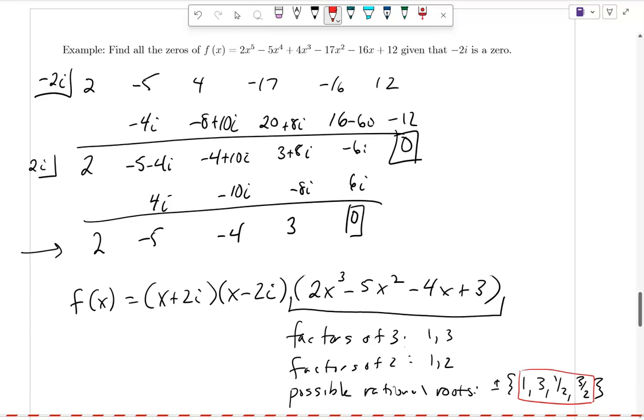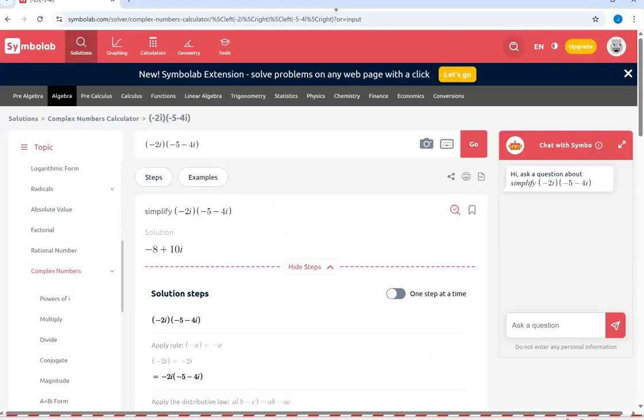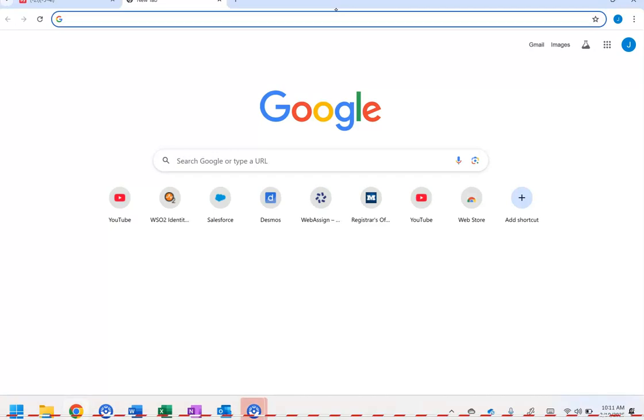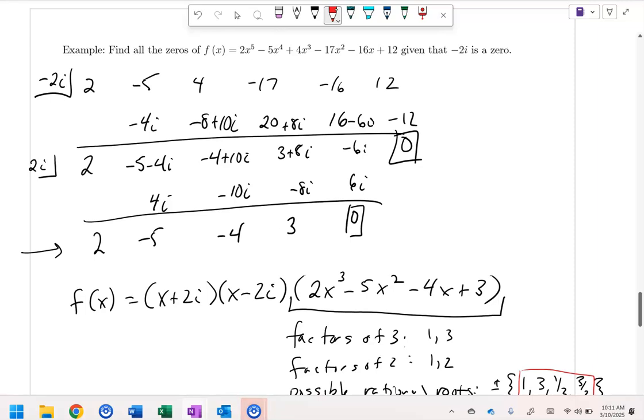So again, the problem is going to be: run your complex root through, run the conjugate through. And at the first step, you're going to write down these coefficients for me. The next step, you're going to write down these coefficients for me. Then it's going to ask you for the rational roots. Then it's going to ask you to make a graph. So maybe go over to Desmos and take a screenshot. I have to remember what the numbers were. 2, negative 5, negative 4, 3.